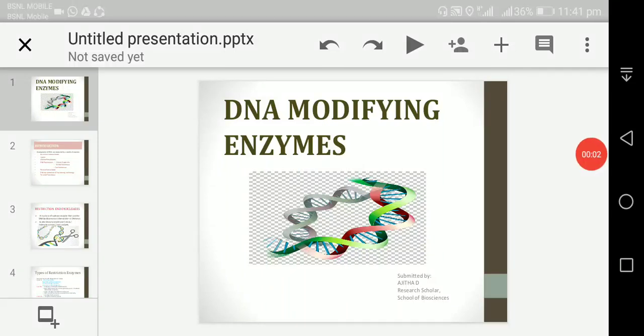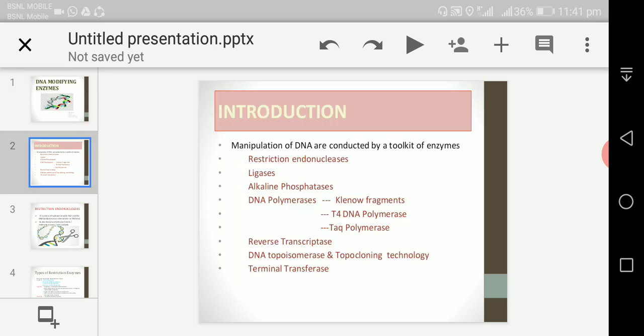Good morning all. Today we will study about DNA modifying enzymes. Now what is DNA modification? DNA modification means it is the manipulation of DNA. How can you do this manipulation of DNA?